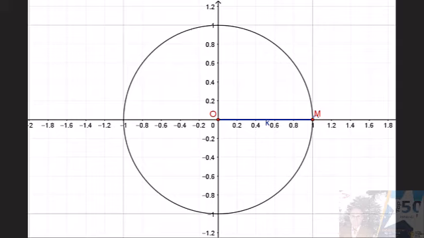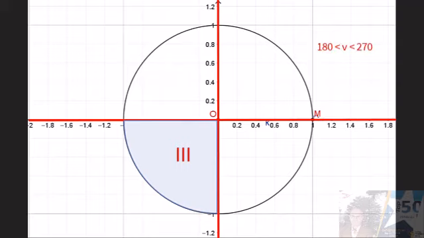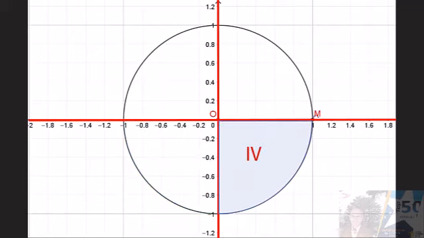The xy plane is divided into 4 quadrants by the x and y axes. If V is a positive angle, then the terminal arm lies in Quadrant 1 when 0 degrees is less than V less than 90 degrees. Quadrant 2 when 90 degrees is less than V less than 180 degrees. Quadrant 3 when 180 degrees is less than V less than 270 degrees. Quadrant 4 when 270 degrees is less than V less than 360 degrees.